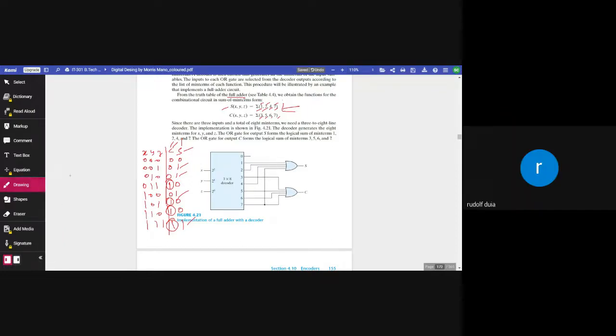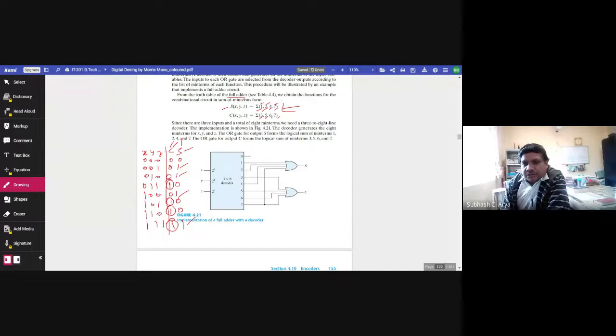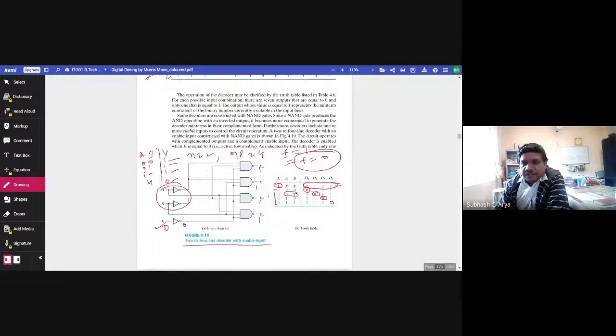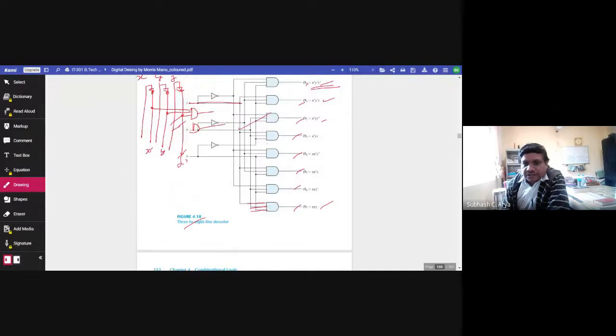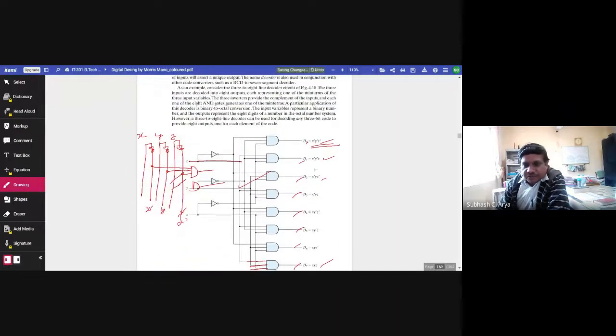Are you following? Yes, sir. Very good. So you are convinced that S is equal to summation of 1, 2, 4, 7 and C is equal to summation of 3, 5, 6, 7. Now how do we realize this full adder circuit with the help of a decoder? In a decoder we know all the AND logics are available: D0, D1, D2, D3, D4, D5, D6, D7. We can see here the first one. This circuit is nothing but here. In the box, whatever you have seen, this is the circuit.